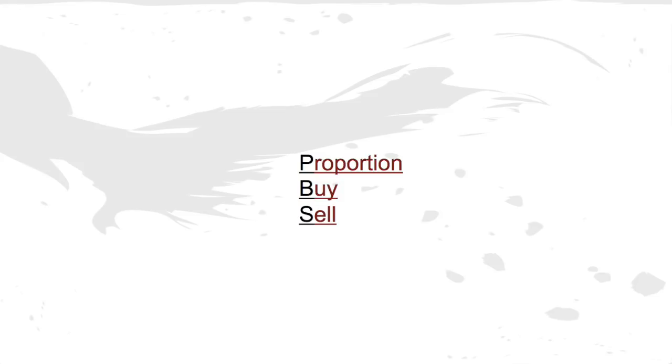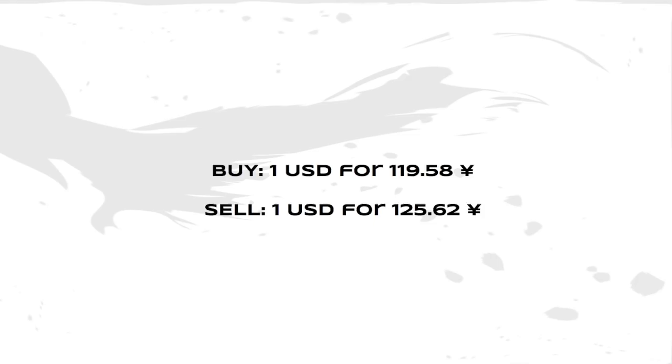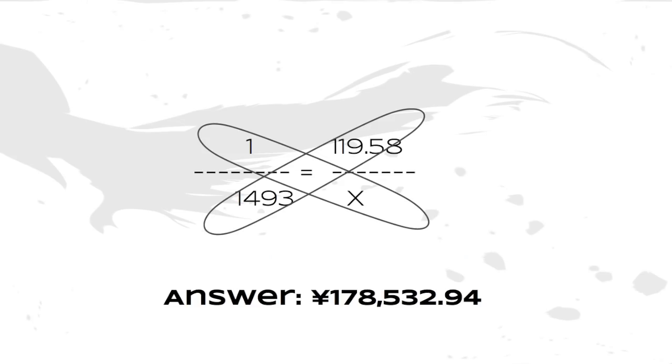All right, so see if you can do this on your own. Teachers, please pause the video now. How'd you do? Did you set up a proportion? Did you make sure that you use the buy rate? All right, so if you did that, your answer should be $178,532.94. Good job, guys.